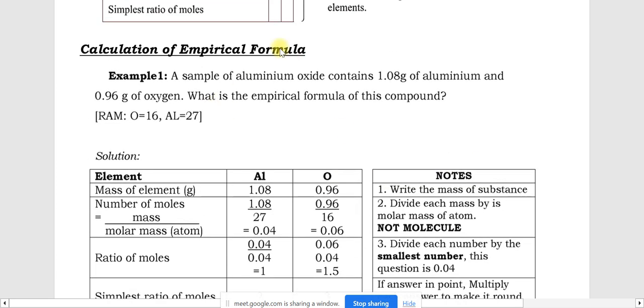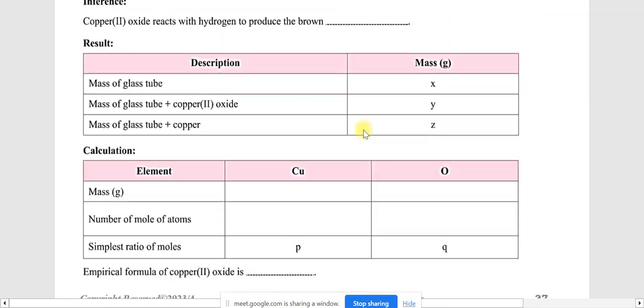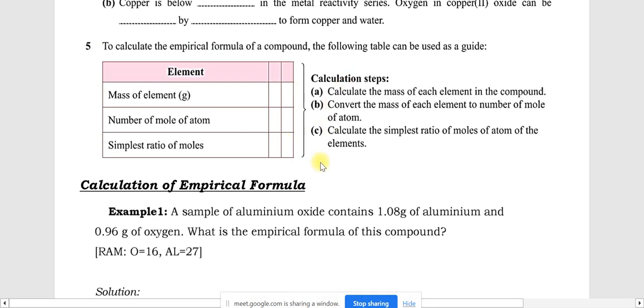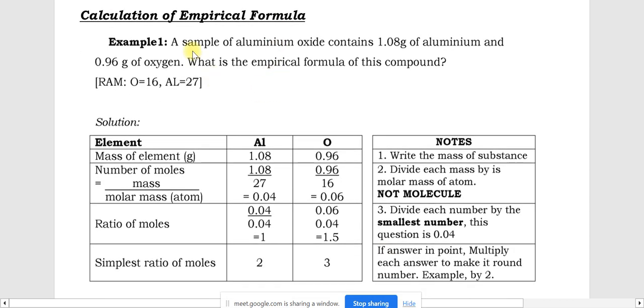Okay, come. I teach you how to calculate the empirical formula based on the questions. Actually, you must do the experiment, then only you can know how to do this, but I teach you first. Calculation of empirical formula. A sample of aluminium oxide contains 1.08 gram of aluminium and 0.96 gram of oxygen. How do they get these values? By experiment. You get this, right? What is the empirical formula?